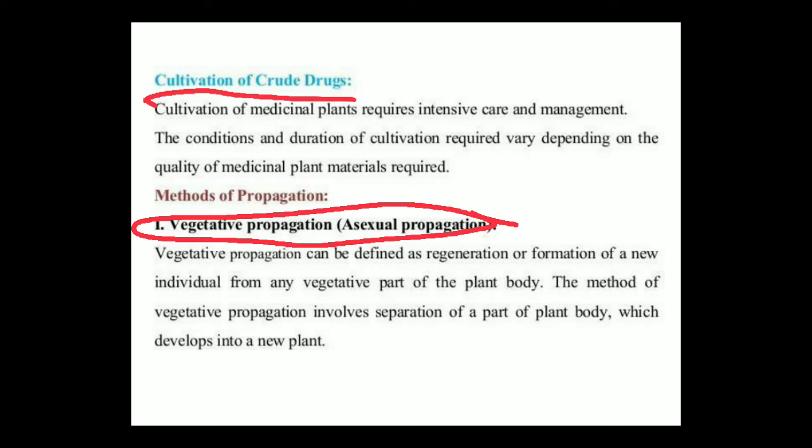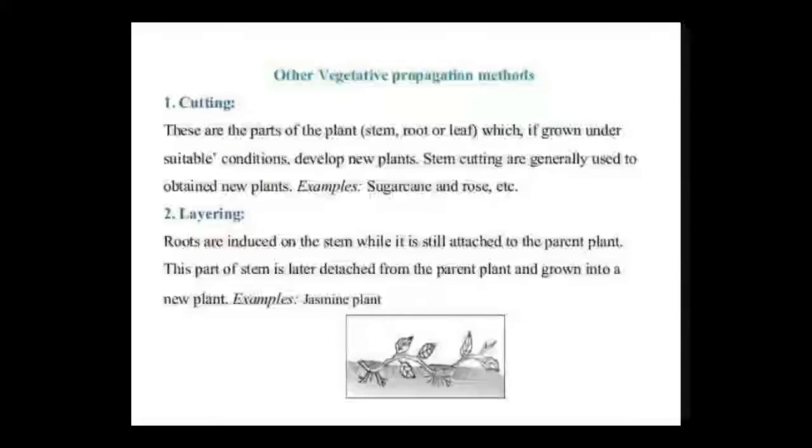The method of vegetative propagation involves separation of a part of the plant body which develops into a new plant. This is very important. Once the new plant emerges from the part of the plant body, we separate it from the parent plant, and here there is no sexual reproduction. So, a single parent is required for the growth. Here I am going to discuss the different methods of asexual reproduction.